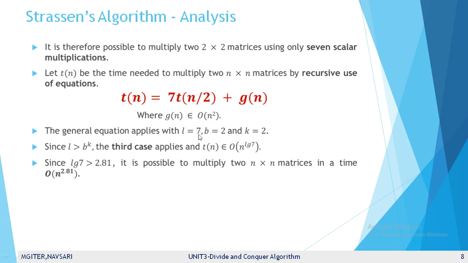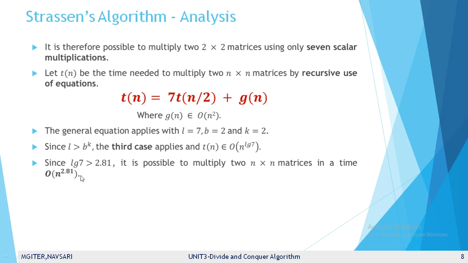So here l is equal to 7, b is equal to 2 and k is equal to 2. So l is greater than b raised to k, that is, 7 is greater than 2 raised to 2. So the time complexity is order of n raised to log 7, and n raised to log 7 is about n raised to 2.81, which is less than n cube. So here we reduce the time complexity.